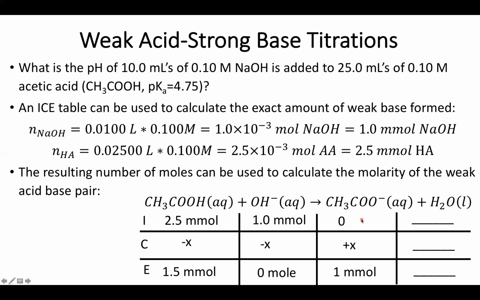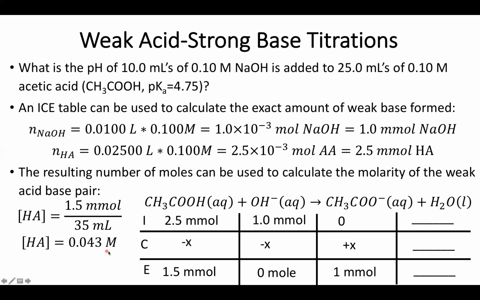So from here, we can go ahead and make use of the total volume of the system. So we started with 25 mils and we added 10 mils. So we had 35 mils total. And here I'm using the shortcut method of millimoles over milliliters, still gives you units of molarity. So the molarity of our weak acid will be about 0.043 molar. And the molarity of the conjugate base will be about 0.03, so about 30 millimolar.